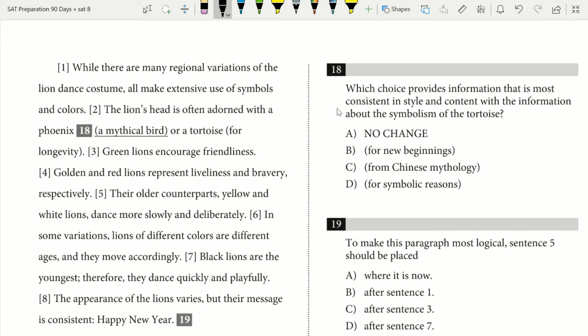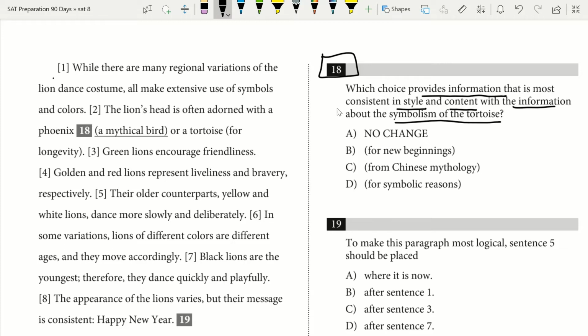Today I have an SAT writing tip for you that deals with maintaining and matching style within a passage. Let's get into this SAT writing tip and trick. This comes from SAT Practice Test 8, question 18. The question states, which choice provides information that is most consistent in style and content with information about the symbolism of the tortoise? So we need to know what symbolism the tortoise is talking about.